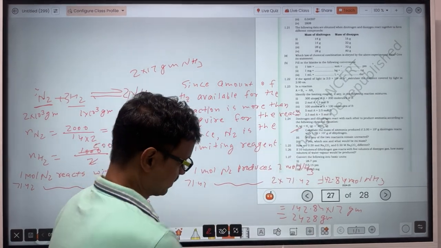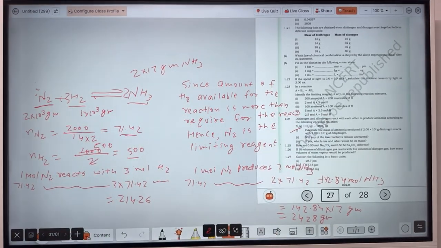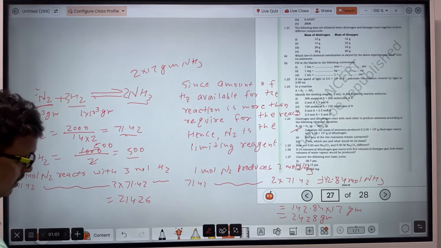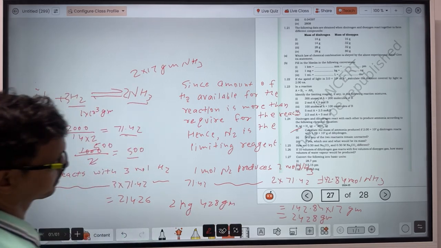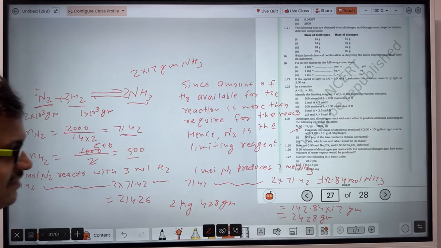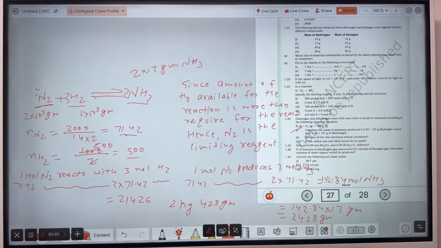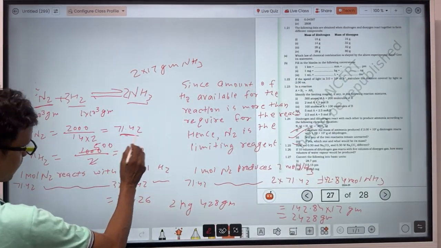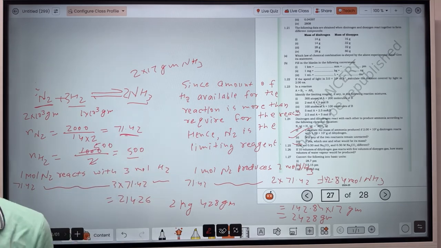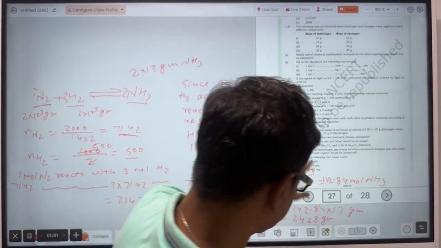So 2,428 gram. Convert it to kg, then you write 2.428 kg, or 2 kg 428 gram. That much ammonia will be produced during this reaction. So, does any of the reactants remain unreacted? Yes. Which one is unreacted? Hydrogen. And what will be its mass? Third question, watch carefully. Now, the number of moles of nitrogen here, how much? 71.42. Firstly, watch these questions. I am giving you 1 minute. Then I shall proceed to the third portion.